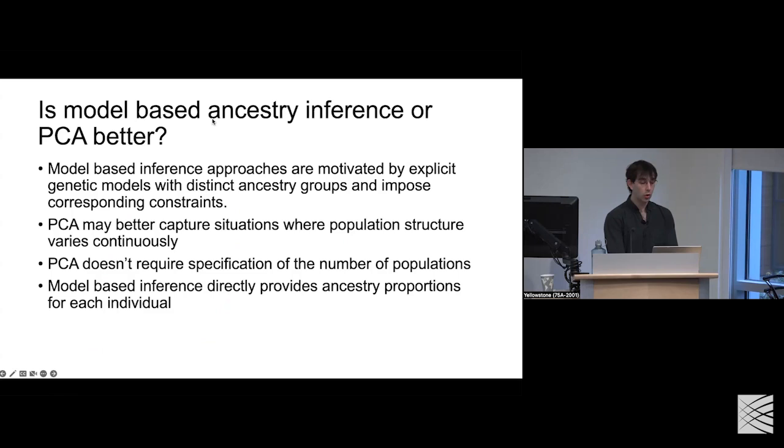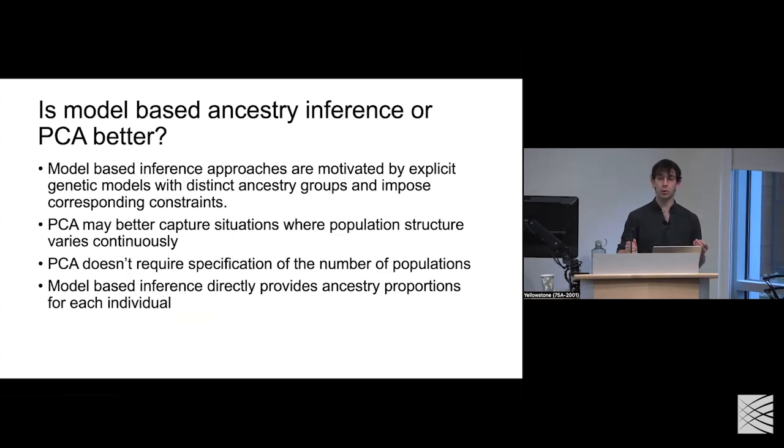Okay. So a relevant question here is, is model-based ancestry inference or PCA better? Model-based inference approaches are motivated by explicit genetic models with distinct ancestry groups. And as a result, they impose corresponding constraints. So the ancestry proportions are guaranteed to sum to 1. They can't be less than 0 or greater than 1. And the method just immediately spits out exact estimates of the quantities that we're interested in. So that's an advantage for model-based inference approaches.